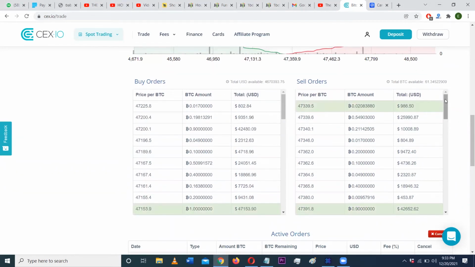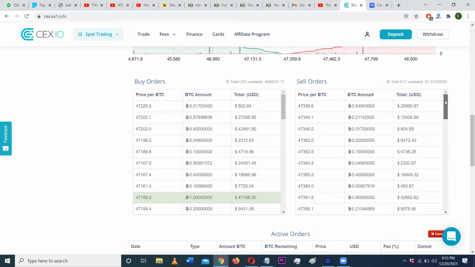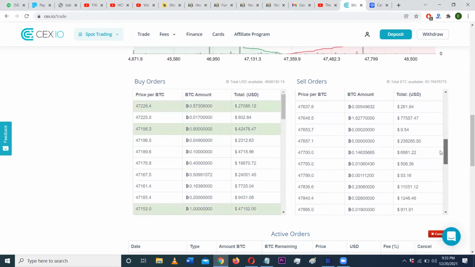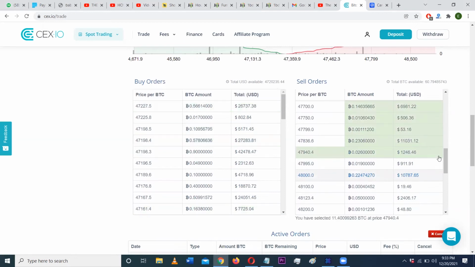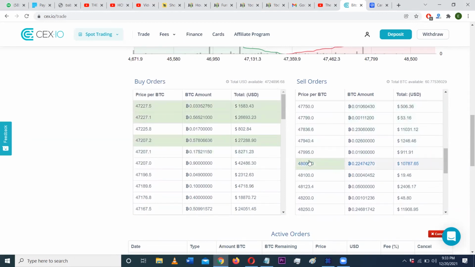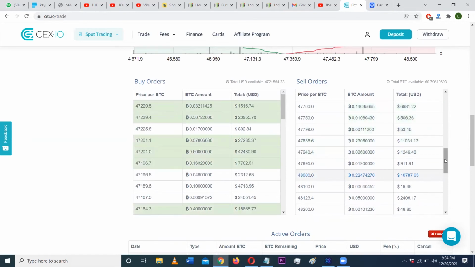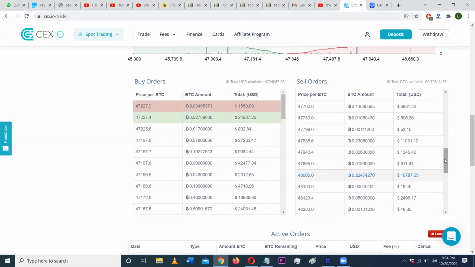If I scroll down, somebody wants to buy it. These are all orders that people want to buy at. If I scroll down long enough, I'll see my order. You realize my order is marked as blue. And as more people are buying and selling, or as the price goes up and down, my order goes either higher or lower, right? Okay, so there's my order.